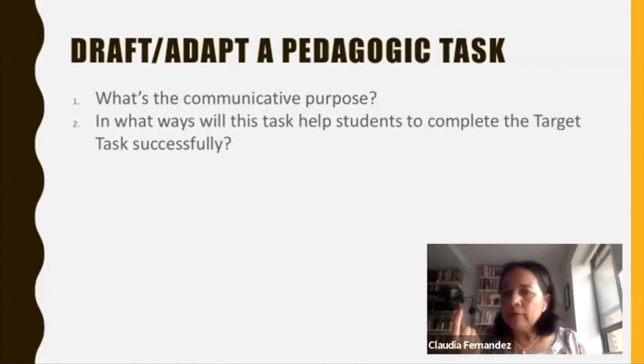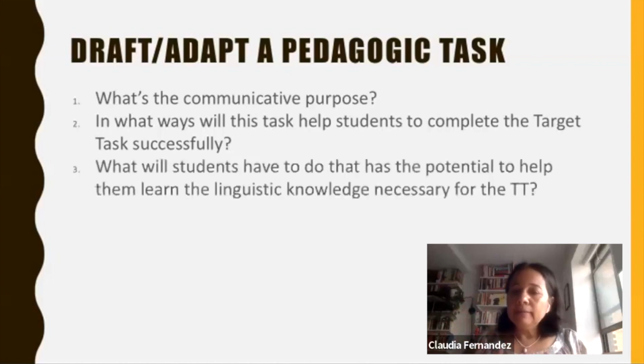Today we're going to have only one, with the understanding that we will most likely need more pedagogic tasks throughout the pedagogic unit, so students are better prepared. But in what ways are these particular pedagogic tasks going to help students to accomplish the target task successfully? Let's think about what students will have to do that has the potential to help them learn the linguistic knowledge necessary for the target task. In what ways are we going to facilitate the acquisition of the new language that is required for the target task?